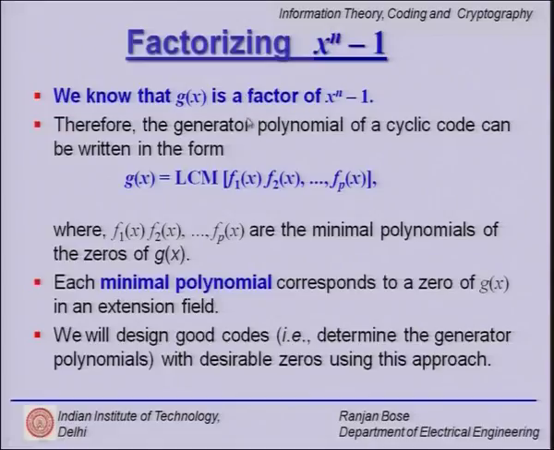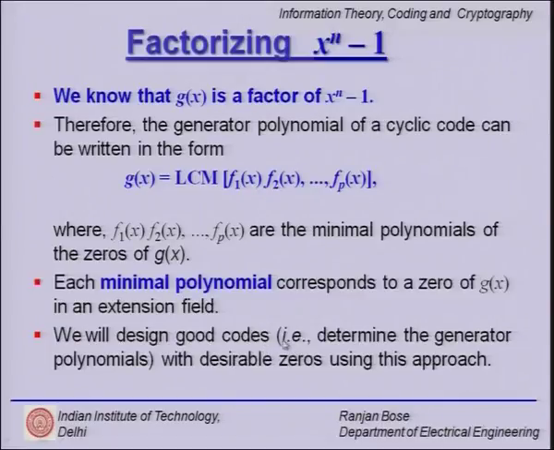We know that g of x is a factor of x raised to n minus 1. Therefore, the generator polynomial of a cyclic code can be written in the form g of x is equal to LCM of f1 of x, f2 of x up to fp of x, where f1 of x, f2 of x are the minimal polynomials of the zeros of g of x. Okay? So now we have suddenly gotten this product in terms of the minimal polynomials. We did this example just now. But what is great is each minimal polynomial corresponds to a zero of g of x in the extension field. So, we will design good codes with desirable zeros using this approach.